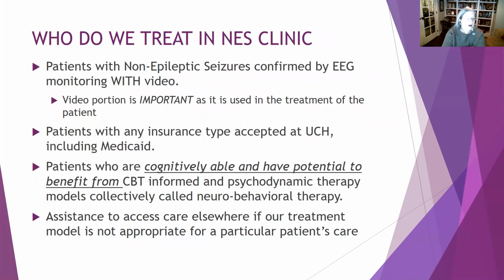Who do we treat? We talked a tiny bit about this. We treat people who've got a video EEG that shows that they have non-epileptic seizures. The video part we think is really important because we use it as a teaching tool. We take patients with any insurance type, including Medicaid. In fact, we have something like 45% of our patients are on Medicaid. And we take patients who are cognitively able and have potential to benefit from CBT.